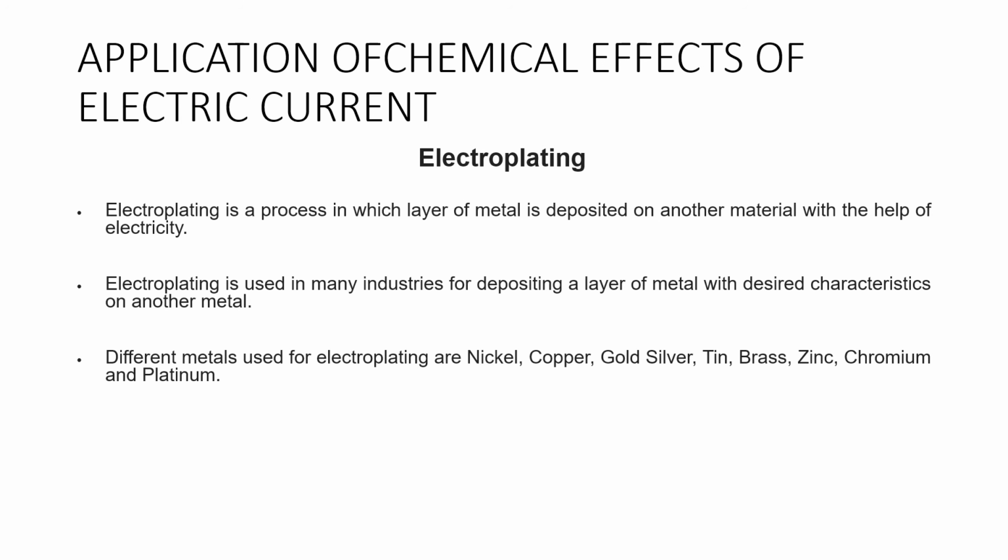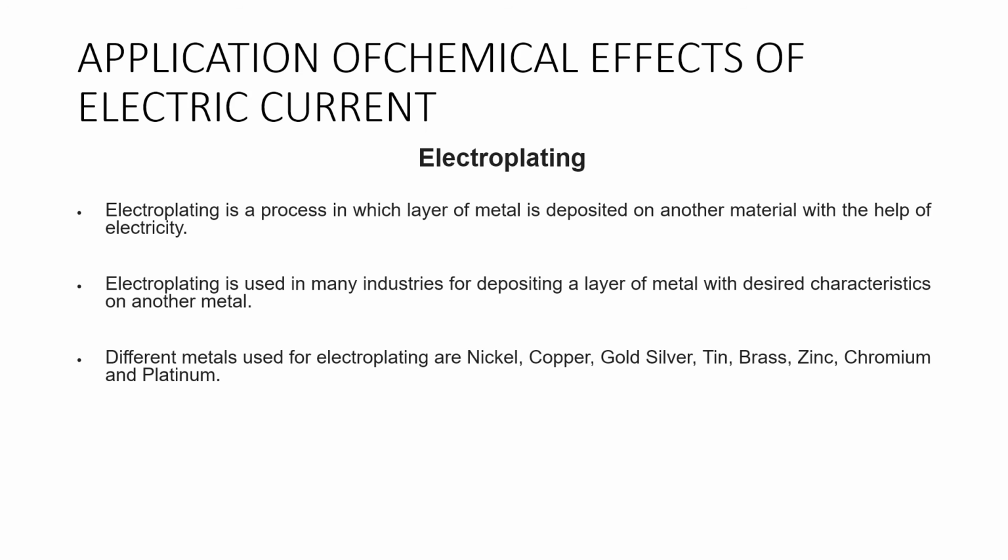Now we are going to study the applications of chemical effects of electric current. The more prominent one is electroplating. Electroplating, you know, is a process in which a layer of a desired metal is put over any other material with the help of electricity.